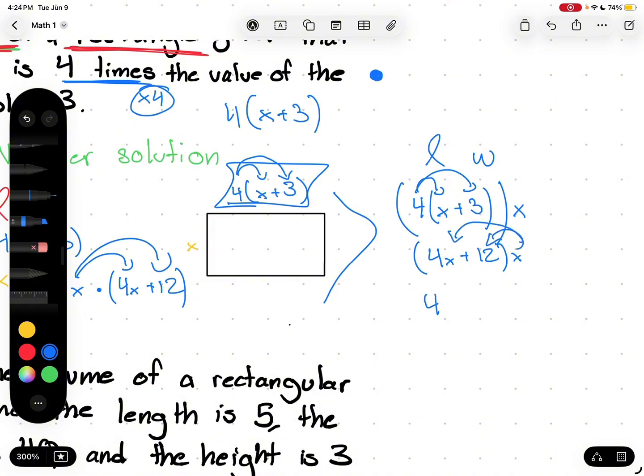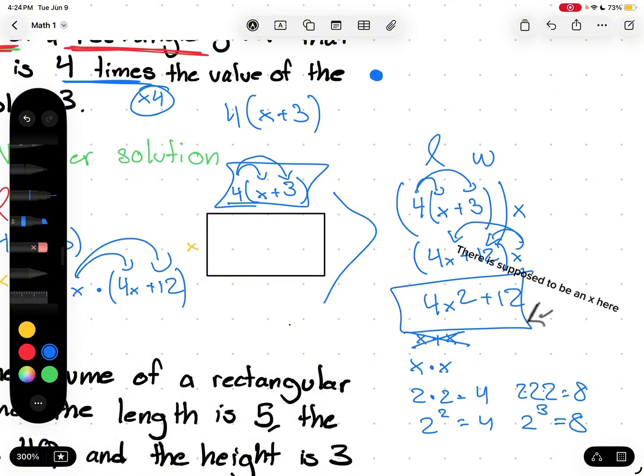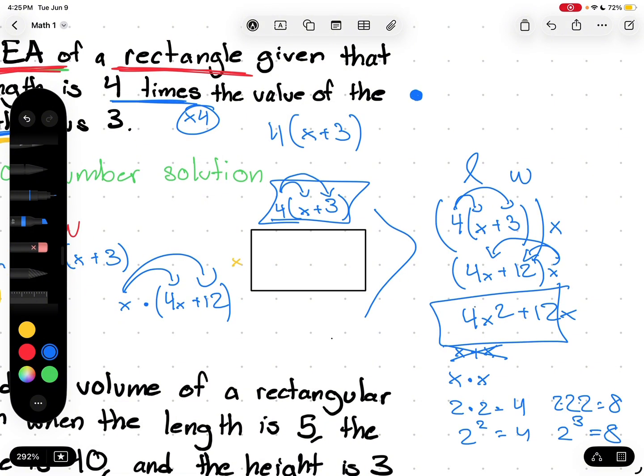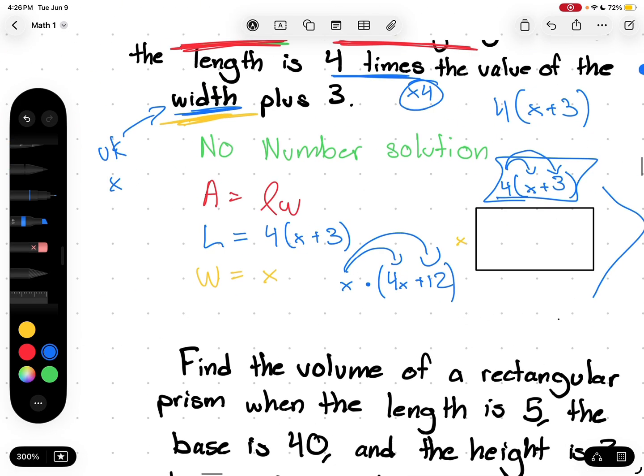4x times x, if you did not know, is going to be x squared, because we're not adding two x's together, rather we are multiplying the two x's. So think of it like 2 times 2 equals 4, 2 squared equals 4. 2 times 2 times 2 equals 8, 2 to the power of 3 equals 8. So that gives us 4x squared plus 12x, because we're distributing that x to both values, which means that the area of this shape is going to be 4x squared plus 12x.